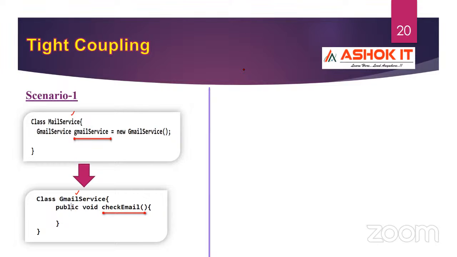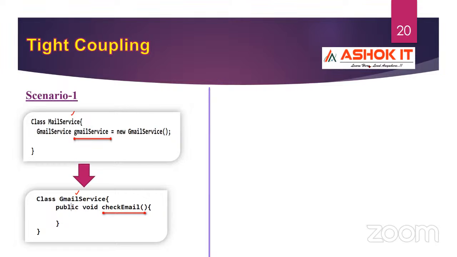Yeah, fine. So this is scenario one, guys. Observe carefully. The mail service is the main class. Gmail service is the dependent class. You are creating the Gmail service object inside the main class, which means these two objects are tightly coupled. Without creating an object of the Gmail service, it won't create a mail service class object. That is the problem with tight coupling.